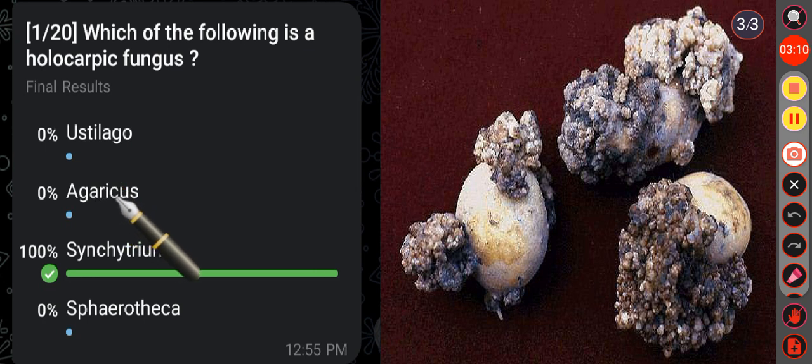Then in the option B, that is Agaricus. Agaricus is a genus of mushroom forming fungi containing both edible and poisonous species, and Agaricus is considered as a eucarpic fungus. This means that only a part of the thallus is involved in the development of reproductive structure while the rest of the thallus remains vegetative. Then in the option D, that is Sphaerotheca. Sphaerotheca is a genus of pathogenic fungi, known for its distinct reproductive structure, indicating it is a eucarpic fungus. Okay. So here Ustilago, Agaricus and Sphaerotheca are eucarpic fungi, but here Synchytrium is a holocarpic fungus.